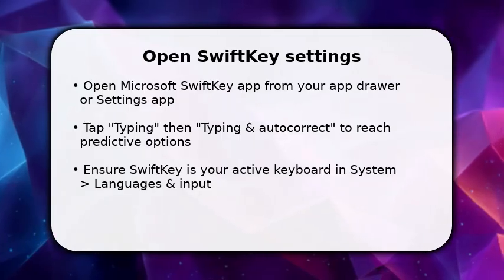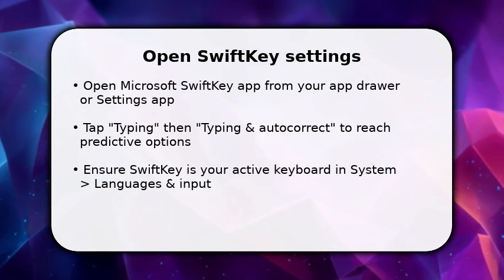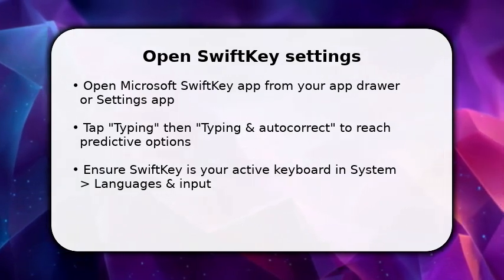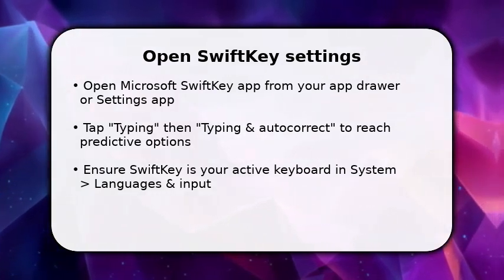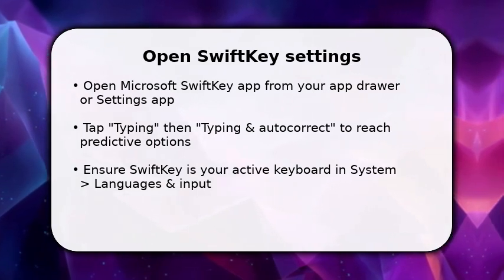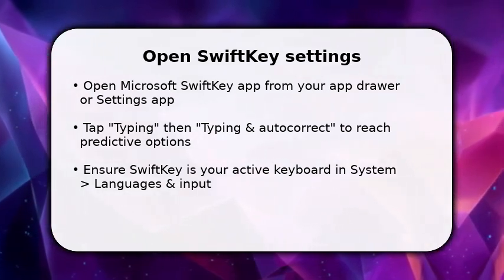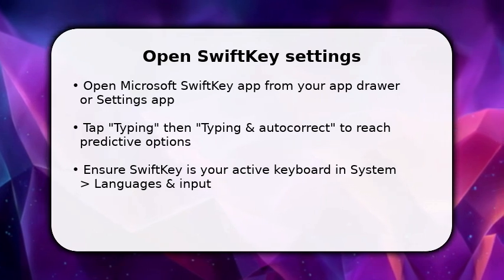You start by opening the Swiftkey app so you control its behavior. Tap typing, then typing and autocorrect to reveal predictive features. Make sure Swiftkey is active in system languages and input, otherwise changes won't apply.